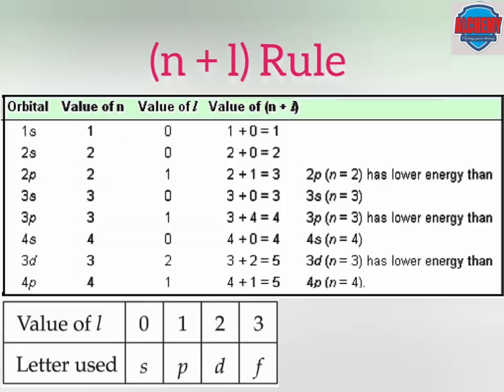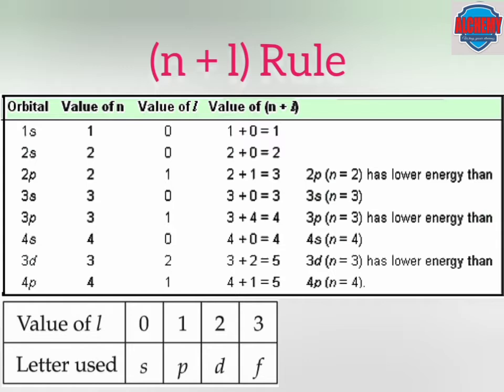Now we will discuss the n plus L rule in detail. For the 1s orbital, the value of n is 1 and L is 0. So n plus L is given by 1 plus 0, that is 1. So it corresponds to the lowest energy. For the 2s orbital, the value of n is 2 and L is 0. So n plus L is 2 plus 0, that is equal to 2. It has got higher energy than the 1s orbital.